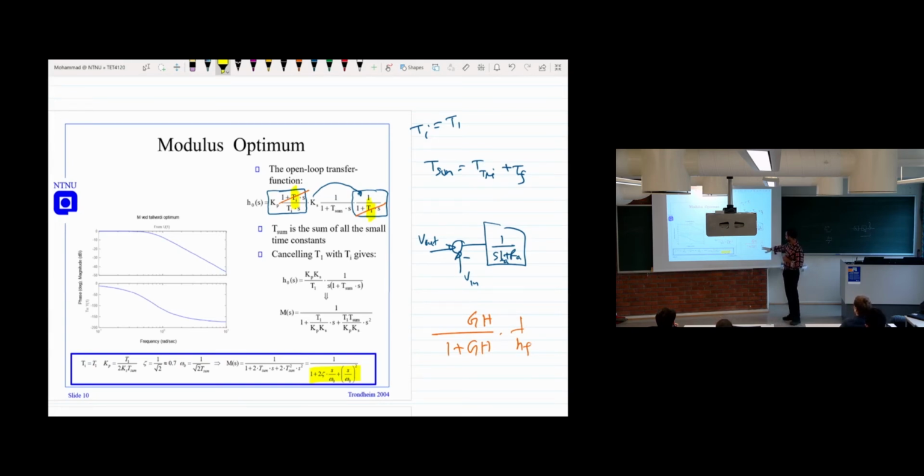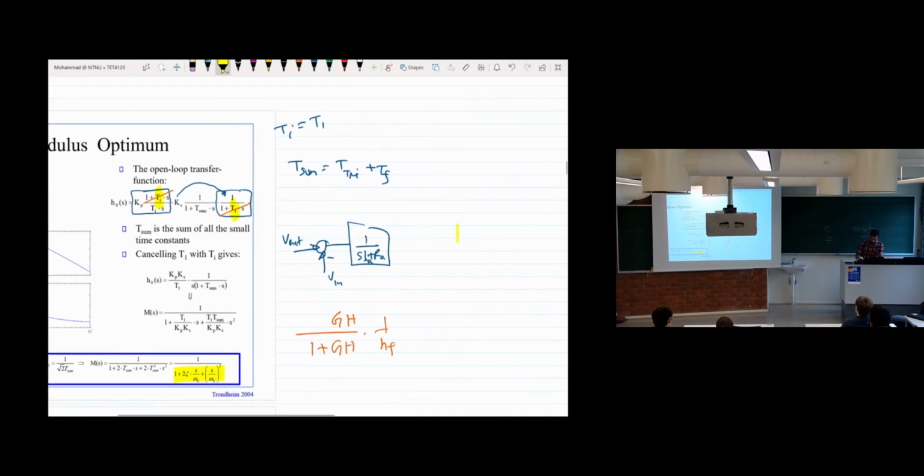For now, we are assuming the HF is part of the T sum. HF has a transfer function which is 1 plus TFS. Here we are assuming this TF is a part of the T sum. So it goes to this transfer function, this HF. Once it goes to the here, then we'll have the second order.